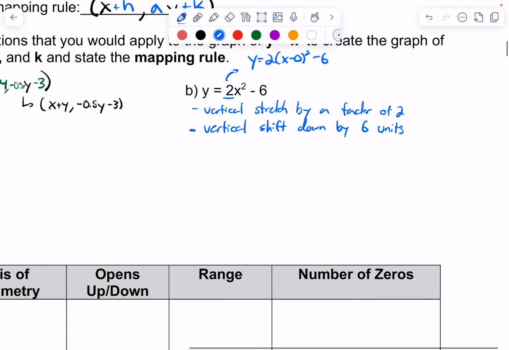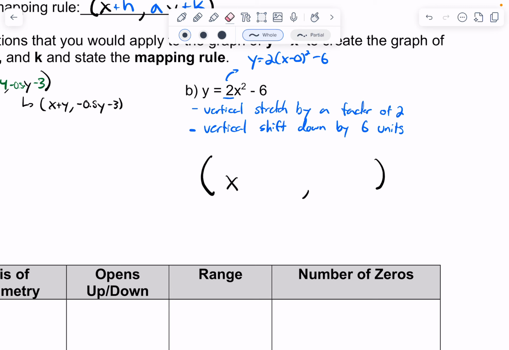Okay. Once again, state your mapping rule. So you have your x values. And then because there's no h value, the x values don't change. And then we have our a value, which is 2. That's being multiplied by your y. And then you take away your k value. And there's your mapping rule.